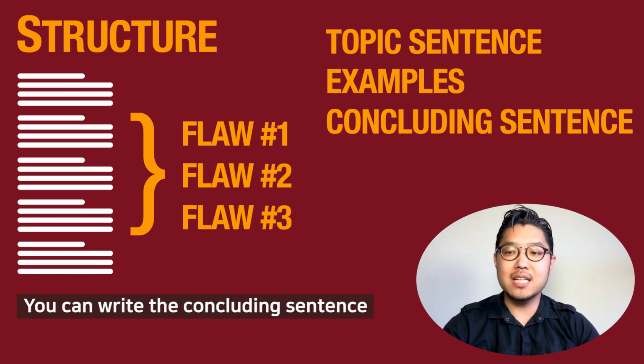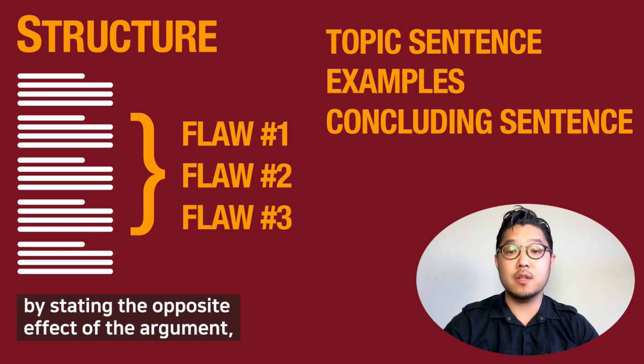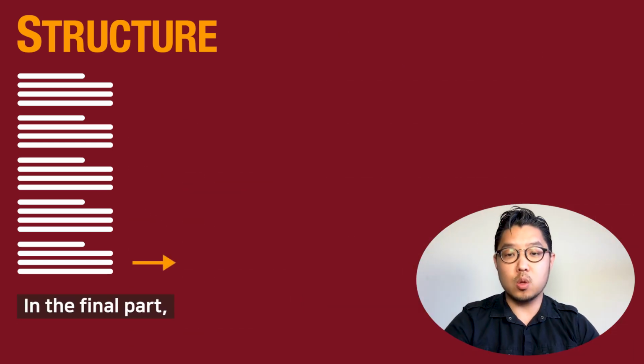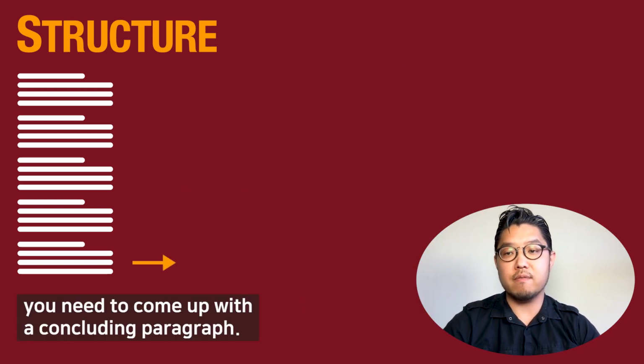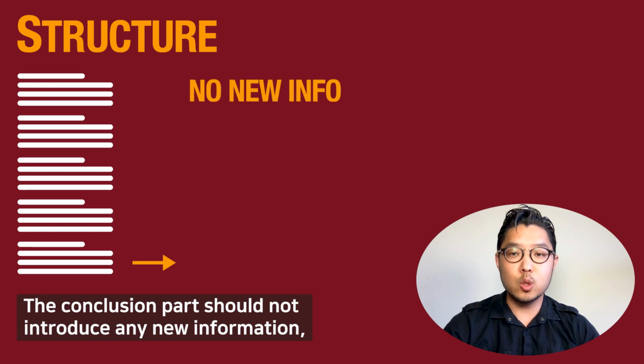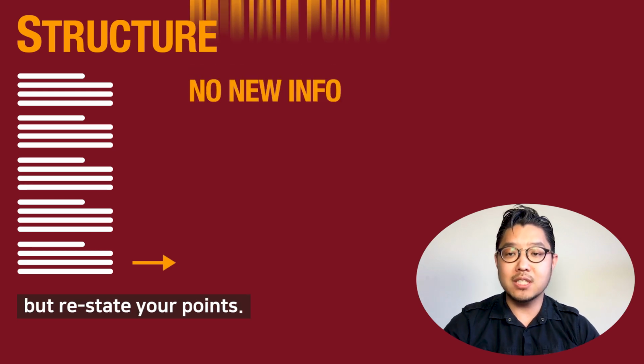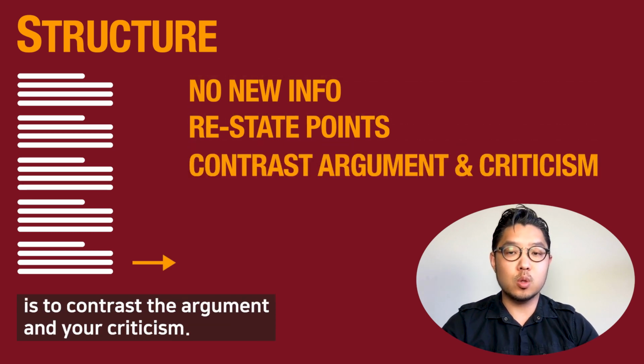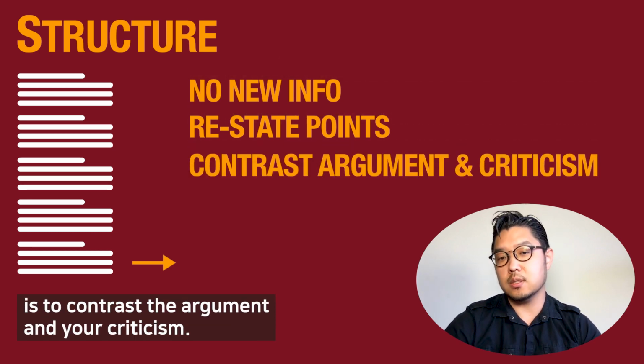You can write the concluding sentence by stating the opposite effect of the argument, such as, the argument could have been much stronger if. In the final part, you need to come up with a concluding paragraph. The conclusion part should not introduce any new information, but restate your point. A good way to write the concluding paragraph is to contrast the argument and your criticism.